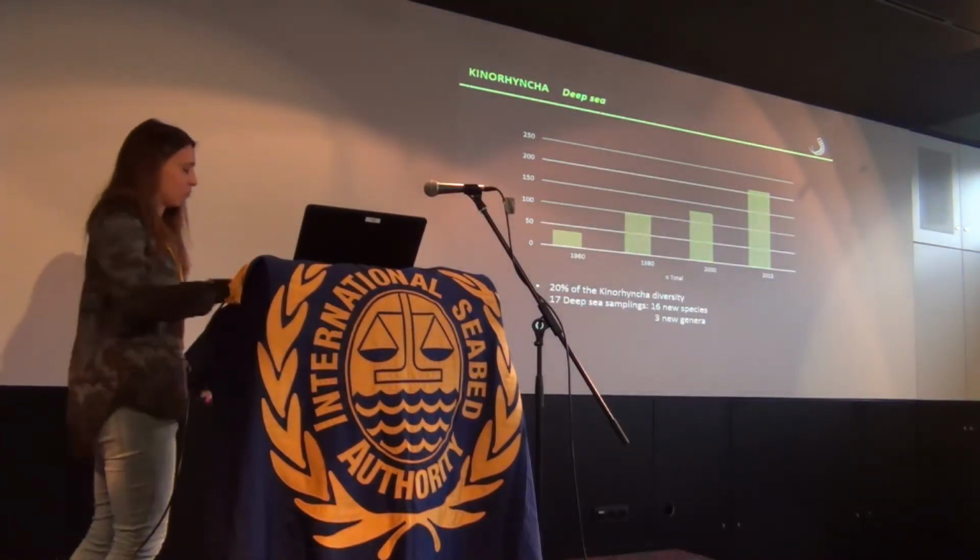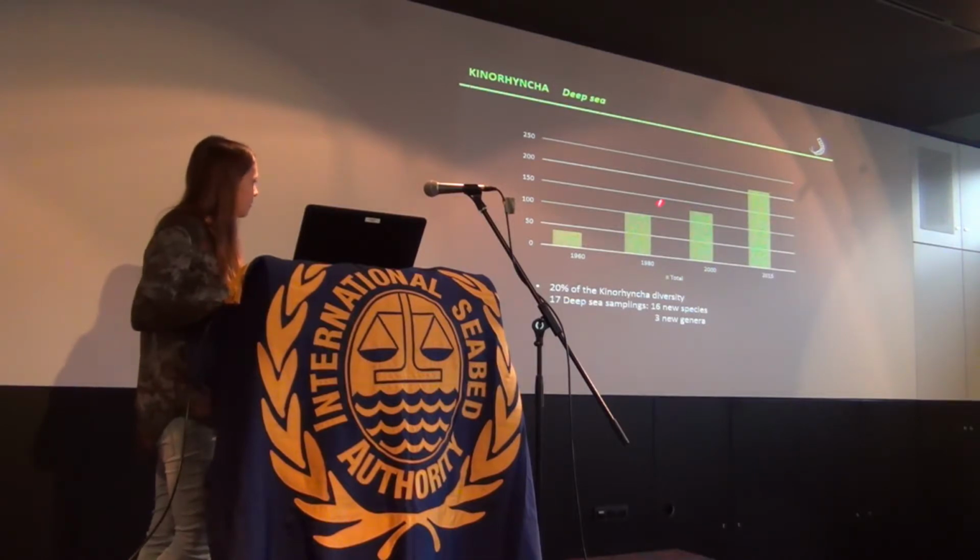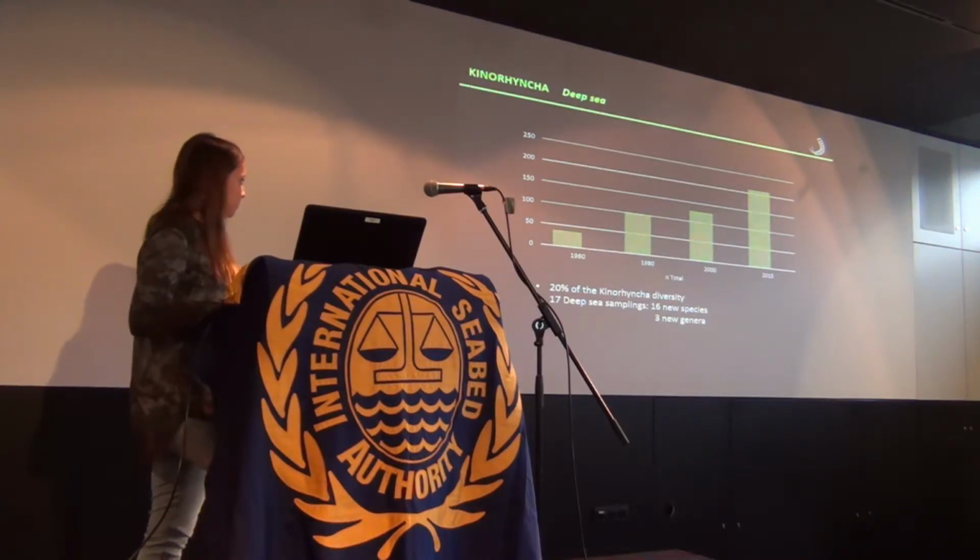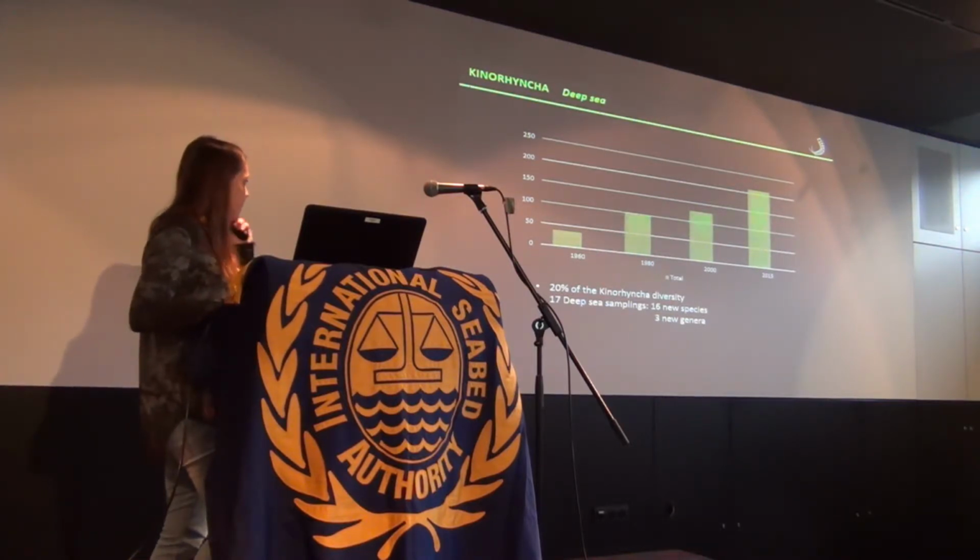So as we can see in the graphic, the number of described chinorrhins has been increasing during the last 10 years, but the diversity of the group is still poorly known. We know 20% of the chinorrhin diversity, and in the other slide we saw that in only a very few samples collected from the deep sea we had 16 new species belonging to 3 new genera.